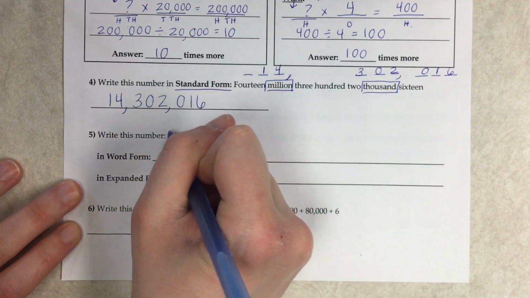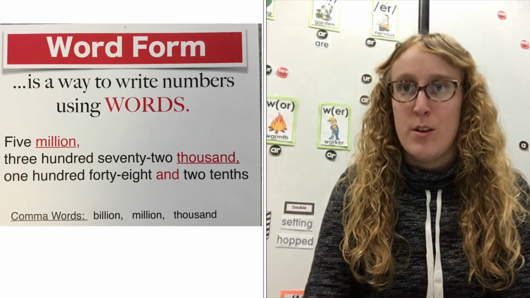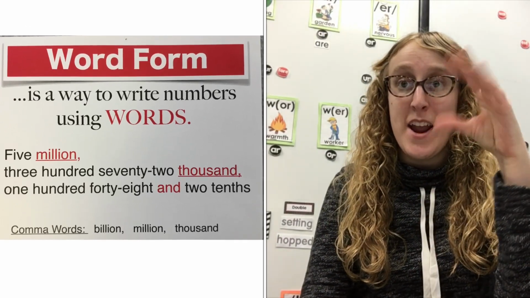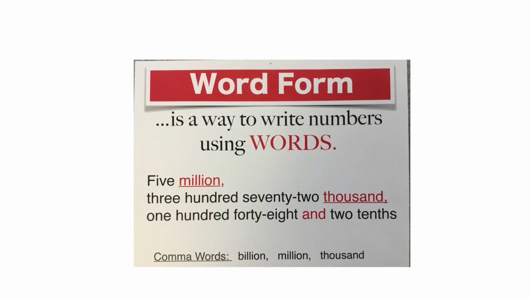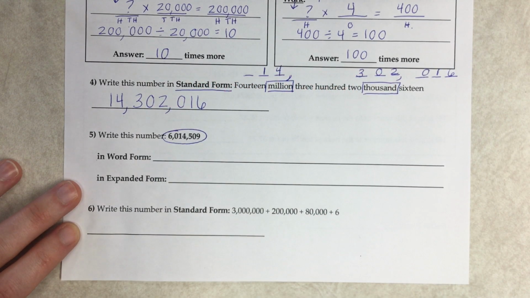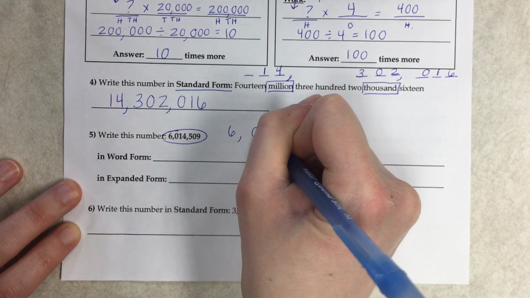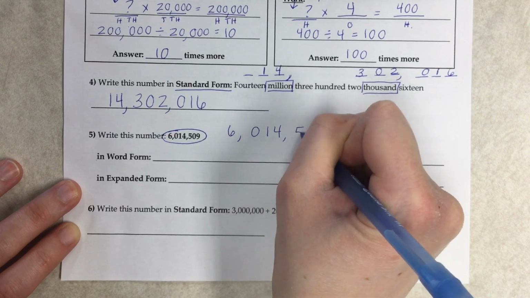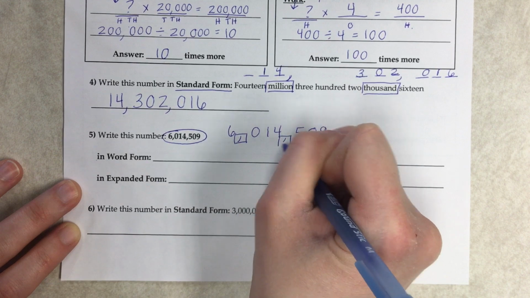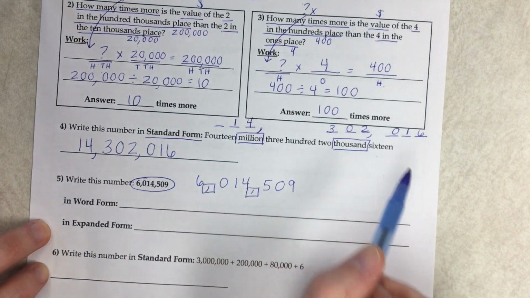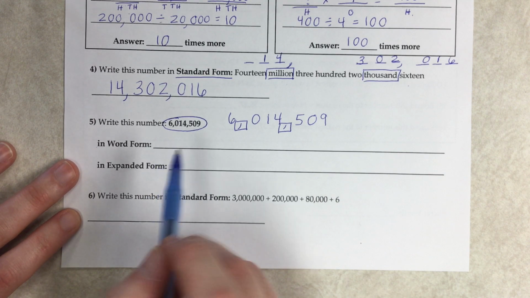Number 5 says write this number, so here's what I'm focusing on. First in word form. Word form is a way to write numbers using words. So when I'm doing it in word form, I'm actually going to write it off to the side so it's a little bit bigger. 6, 0, 1, 4, 5, 0, 9. I'm going to box in my commas. Just like above, I boxed in my comma words. I'm going to have to change these commas into comma words and underline my periods.